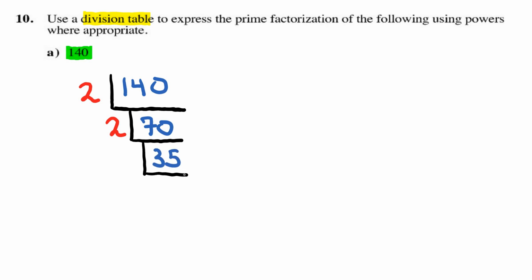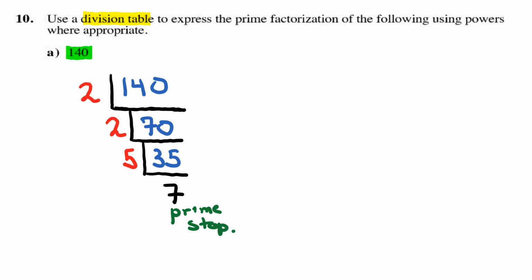Okay, now I need a number that divides into 35. 2 no longer works, 3 doesn't work, so the next number that works is going to be 5, and 35 divided by 5 is going to be 7. Okay, and as soon as we have a prime number here, this is where we want to stop.